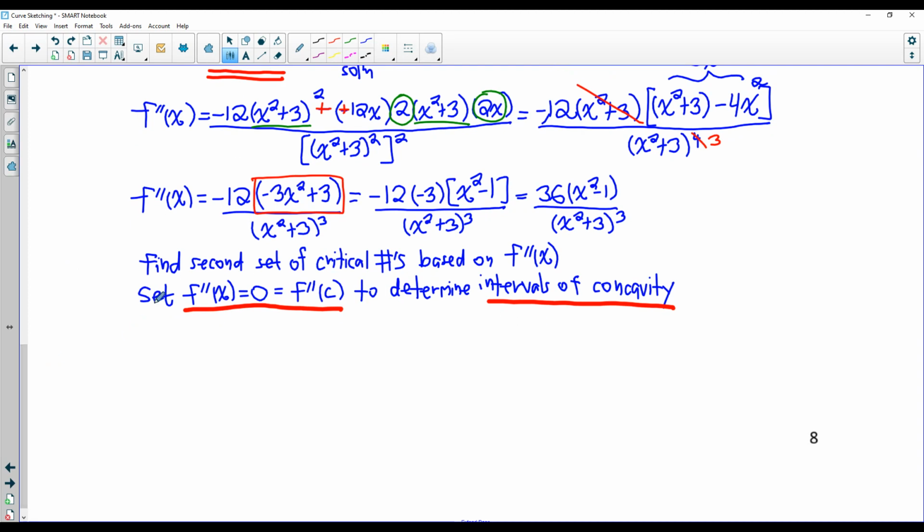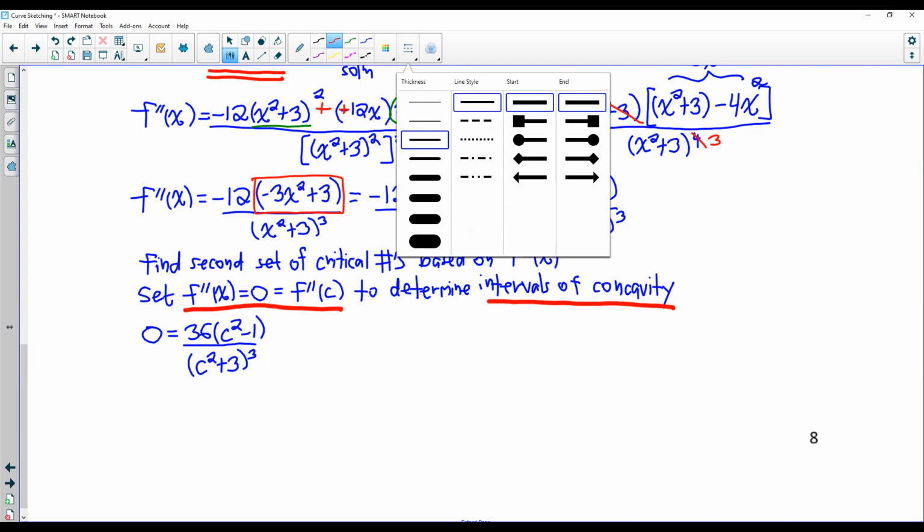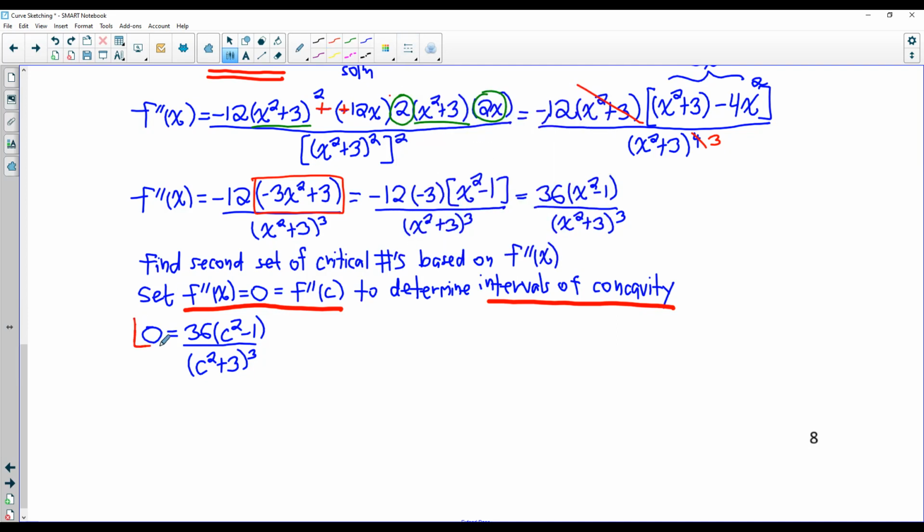Okay, so let's figure that out here. If we plug in f prime of c, we then have f double prime of c would be equal to 0, would be equal to 36 times c squared minus 1 over c squared plus 3, all to the power of 3. And again, I'm going to figure out the solution to this, you just set the numerator equal to 0.